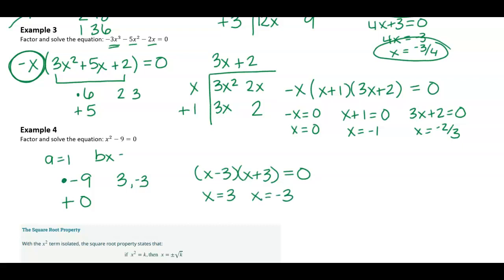In this case, where my bx term is 0, I call that a difference of squares. And it will always be the case that the 2 linear terms are x plus and minus the square root of your c term.